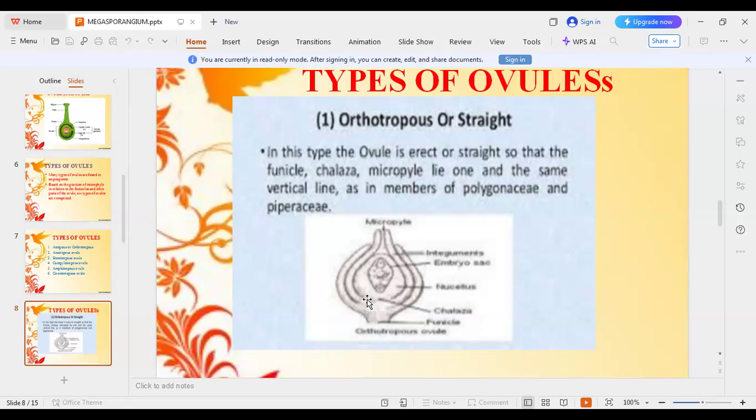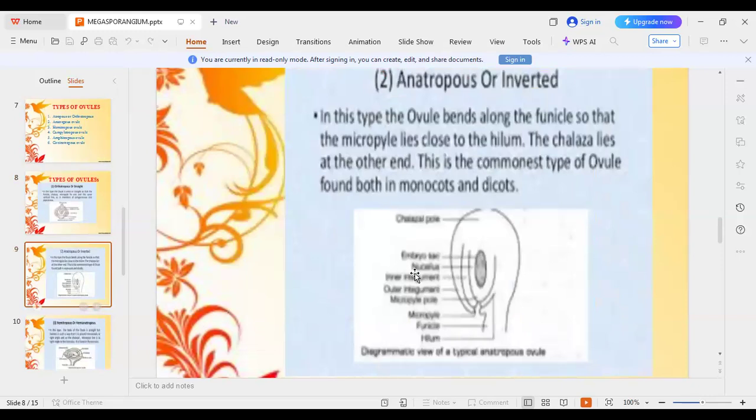Okay. So in this type, the ovule is erect or straightened, so that the funiculus, chalaza, micropyle, 3 parts, lie in the single line, one and the same vertical line, as in the members of the Polygonaceae and Piperaceae. In the Polygonaceae, Polygonum and Rumex, Chukkakura and Jepkuntam, Polygonum also. Some of the coming classes will discuss that. Polygonum and Rumex belong to the Polygonaceae family, and Piper nigrum, Piper betle belong to the Piperaceae. These are the best example of the orthotropous ovule.